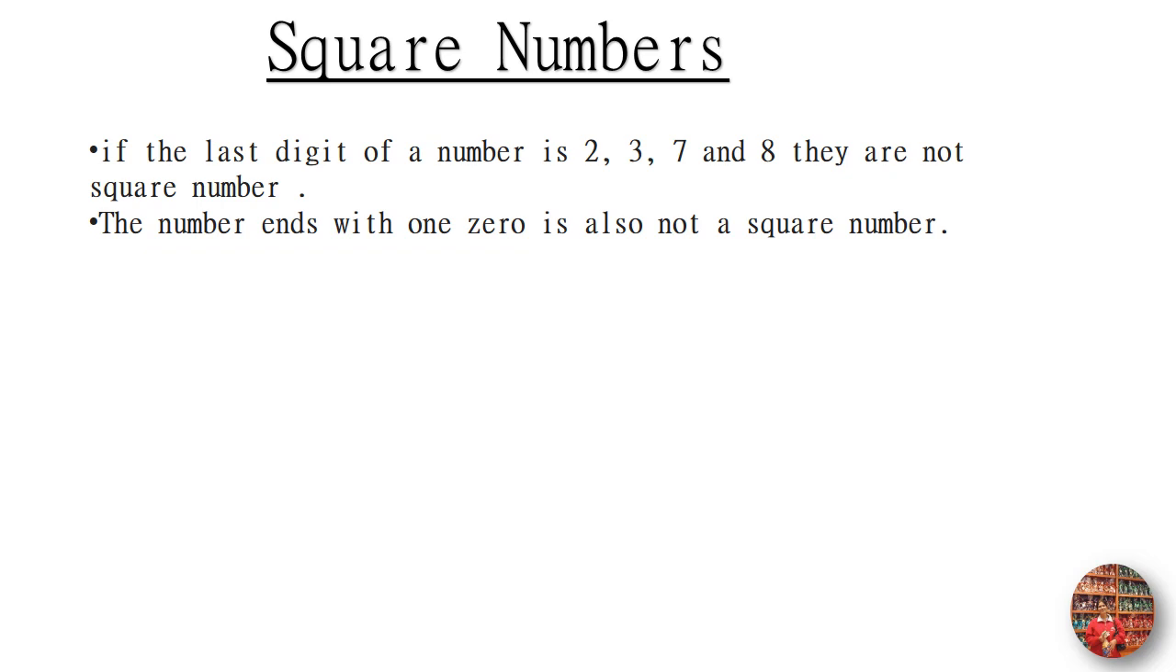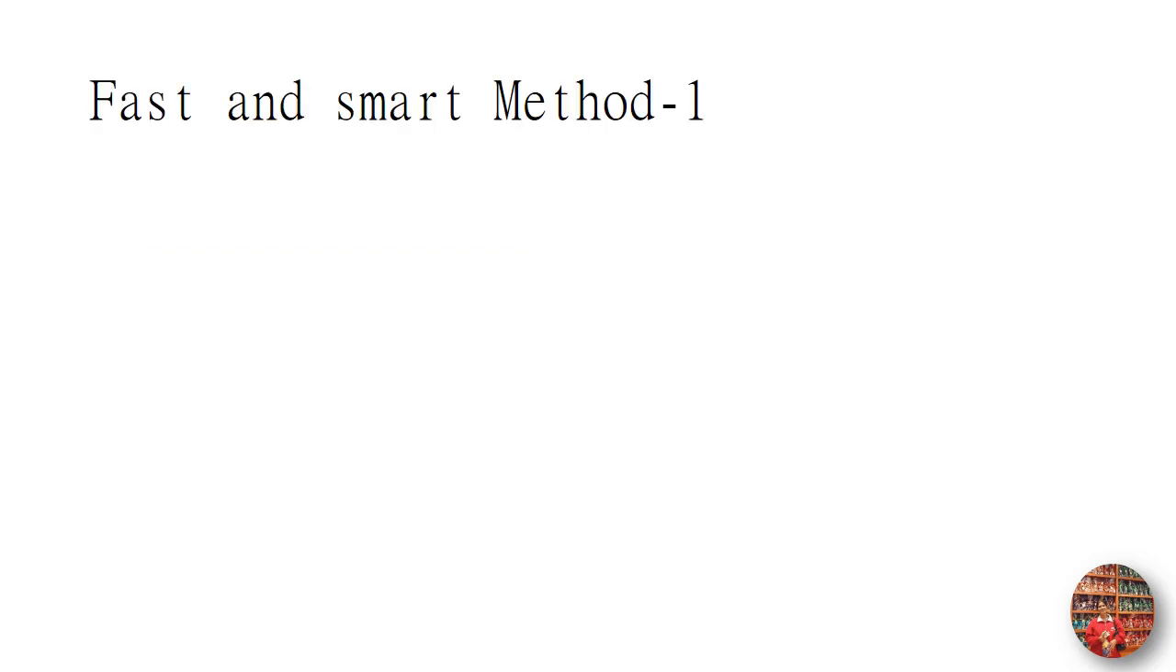If the last digit of a number is 2, 3, 7, or 8, then it is not a square number. A number ending with a single 0 is also not a square number. But when it ends with 2 zeros, it can be a square number. So we learn the method.